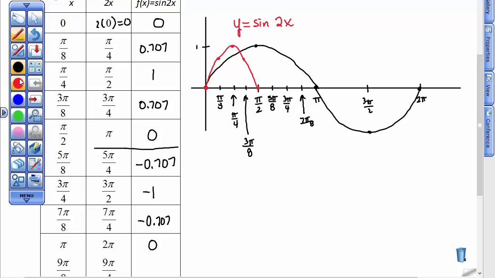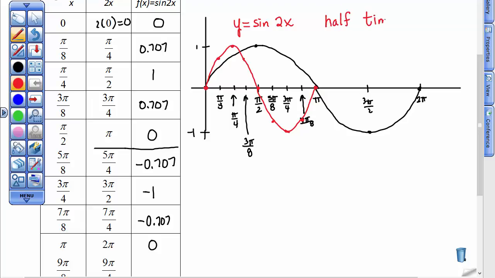And then let's put the red dots in. So at 5 pi over 8, my output is negative 0.707, so about right here. And at 3 pi over 4, it's a negative 1. And at 7 pi over 8, it's a negative 0.707, and then back to 0. I am going to label this value right here as a negative 1. And so I see this curve finishing up. So here is this curve finished up in half the time.